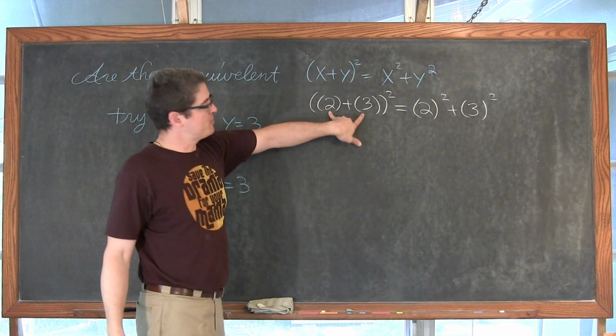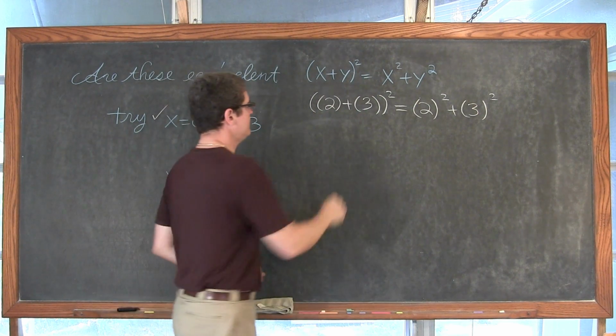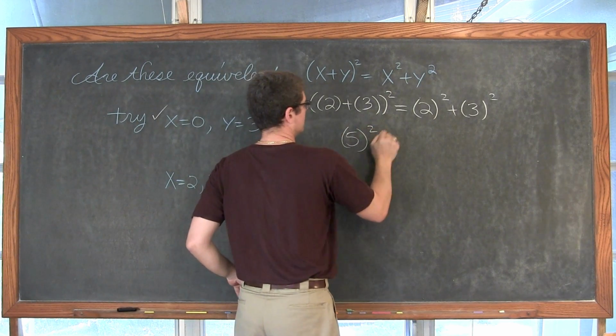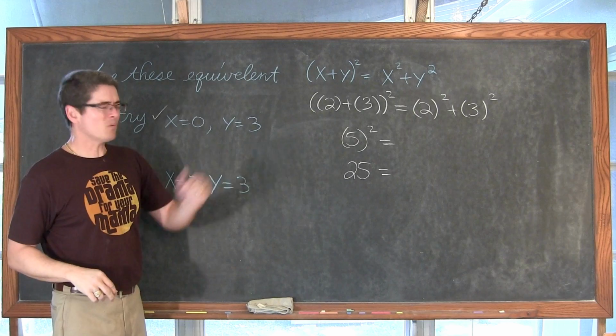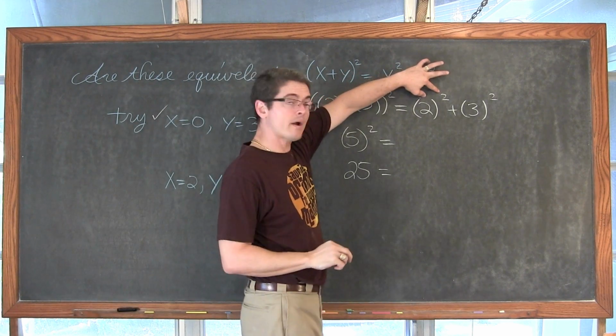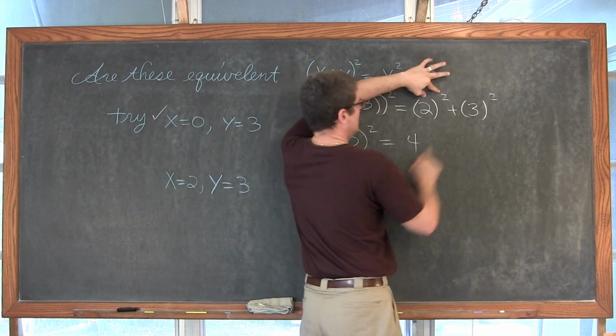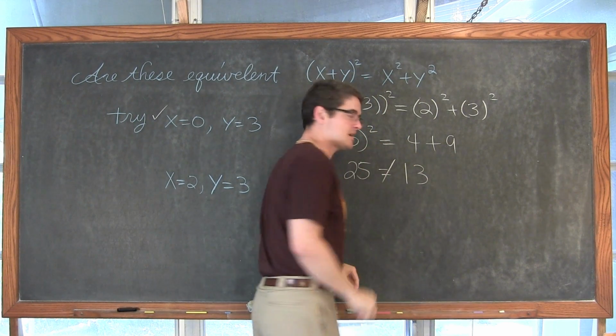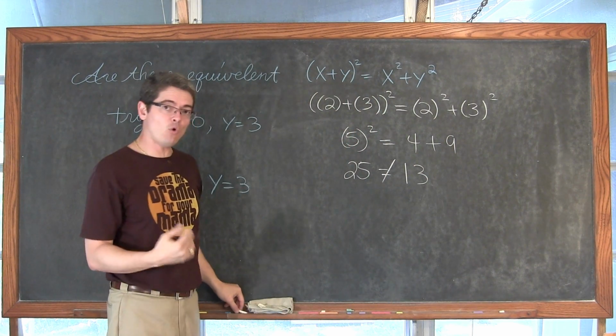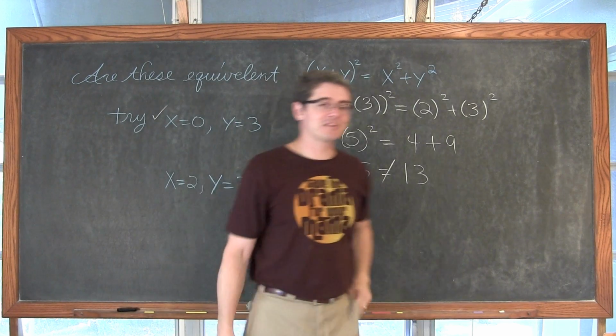We have 2 plus 3, which is equal to 5, and 5 squared is 25. But on the right-hand side, we have 2 squared, which is equal to 4. We have 3 squared, which is equal to 9. And the last time I checked, 25 is not equal to 13.